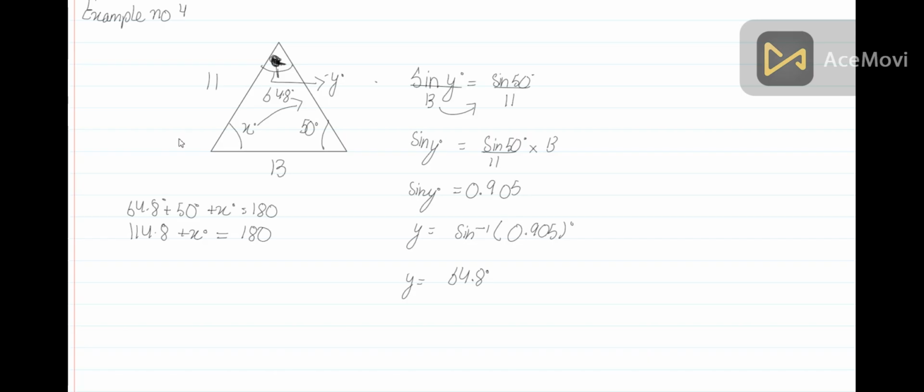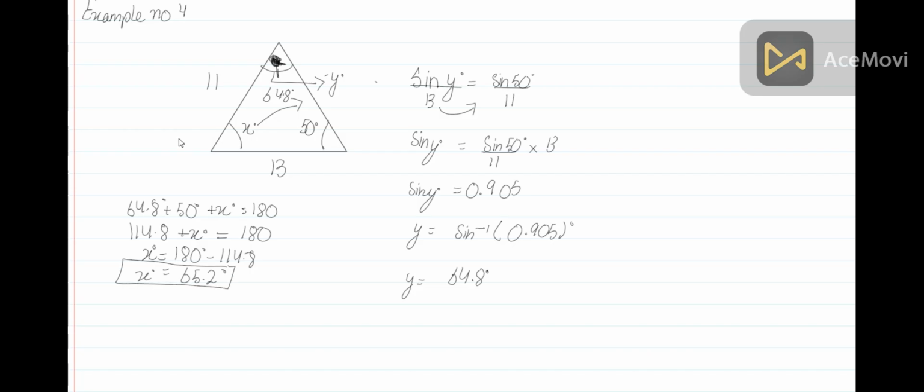Now you have to subtract 114.8 from 180, and you will get 65.2. So the answer is 65.2 degrees. So the angle x is 65.2 degrees.